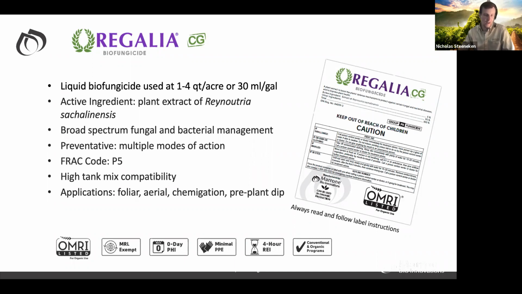We're organic registered, MRL exempt. We have a 0-day post-harvest interval. It requires minimal PPE when you're comparing it to a lot of other pesticides. Always read and follow the label instructions and make sure that you properly protect your workers. I wouldn't expect you to get any major harm from Regalia if you were exposed to it, but you still always want to follow your label instructions and keep yourself safe. And let me go to the next slide here, sorry.